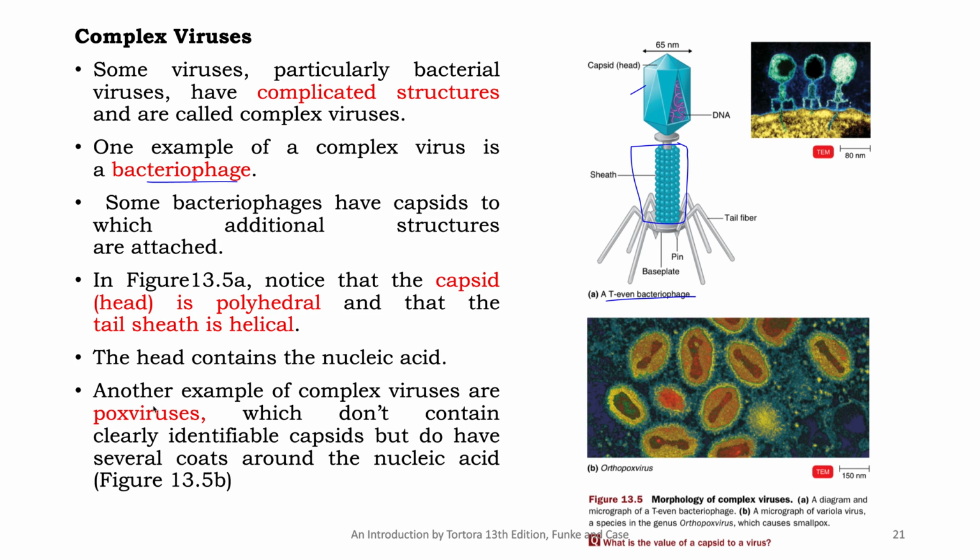And an example of a complex virus is the pox virus, of the category of orthopox virus, which you can see over here, wherein the structure is not quite clear in terms of what type of capsid it has, but you can see several coatings that surround the nucleic acid.